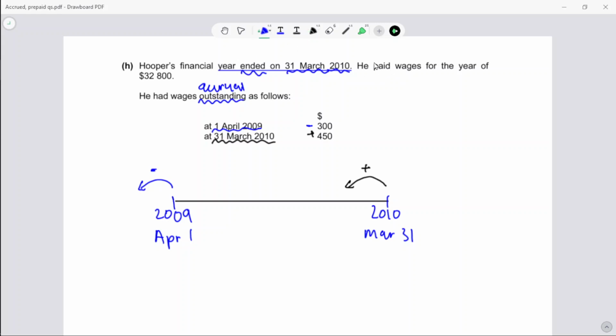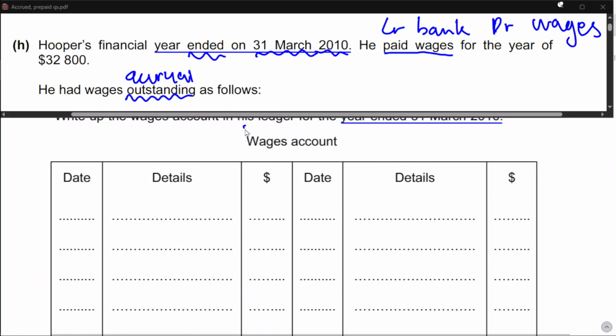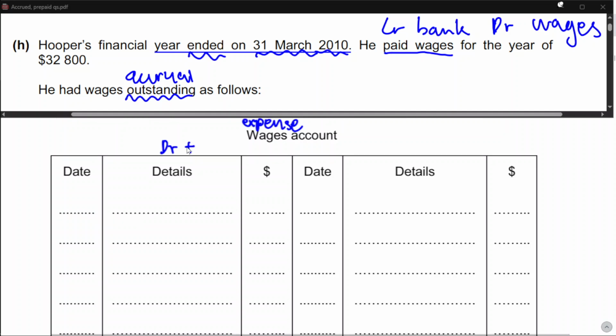Then let's do the double entry. Pay wages, so it's credit bank, debit wages. Then let's write the wages account. The wages account is an expense. So debit plus, expense. So it's a debit account, so plus. So credit minus.